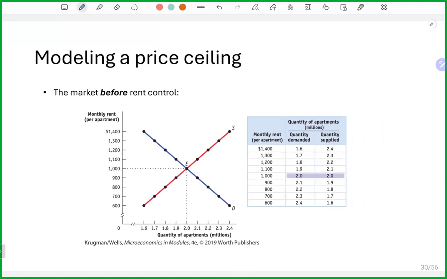At the market equilibrium, the rent is $1,000 per unit, and at this rent level, 2 million apartment units are transacted in the market. So at this equilibrium rent level, these 2 million apartments are transacted. So that's the market equilibrium: 2 million units are transacted in the market.